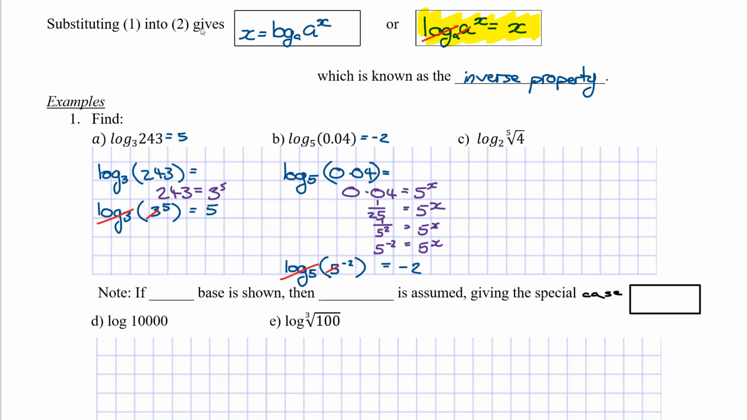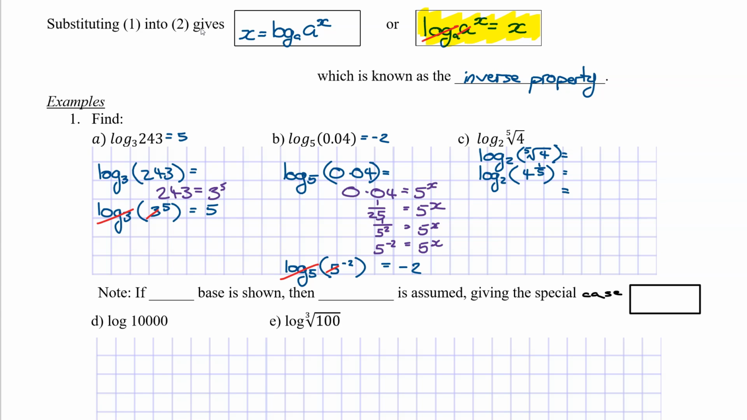Now we move on to a more complicated example. Log base 2 of the 5th root of 4. Now again, there's quite a lot going on here. Firstly, we've got this radical which isn't particularly helpful, although it might look neater. So the first thing I'm going to do is get rid of the radical. So we'll go log base 2 of 4 to the power of 1 over 5.